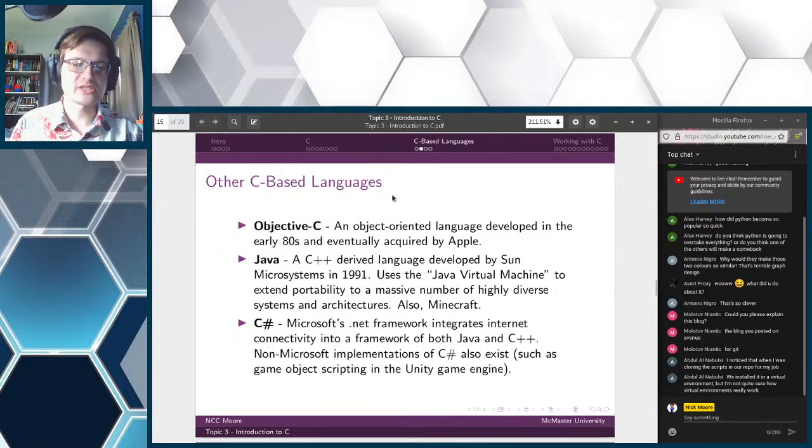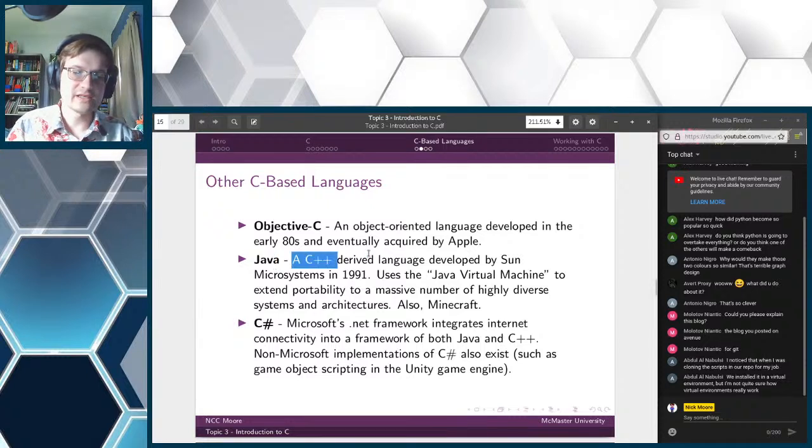So, here are some other C-based languages. Objective-C, an object-oriented language developed in the early 80s and eventually acquired by Apple. So, Apple didn't invent it. They just bought it out and incorporated it, just like everything else that's of value that Apple did. I'm kidding, Apple users. I'm kidding.